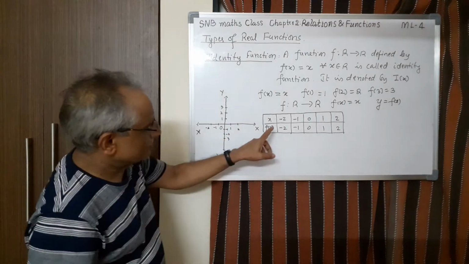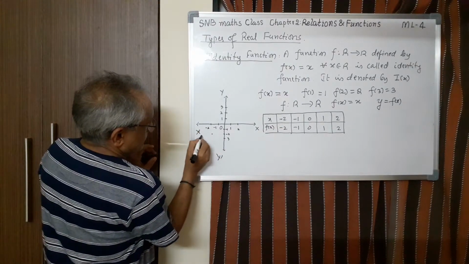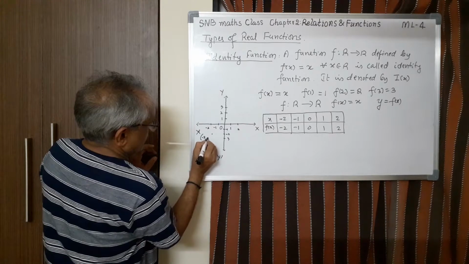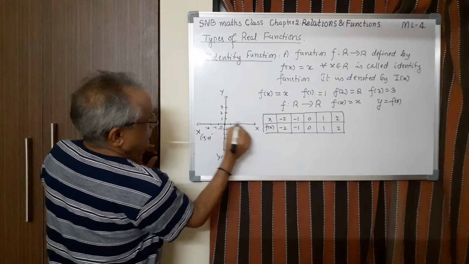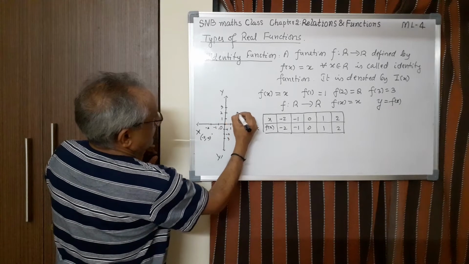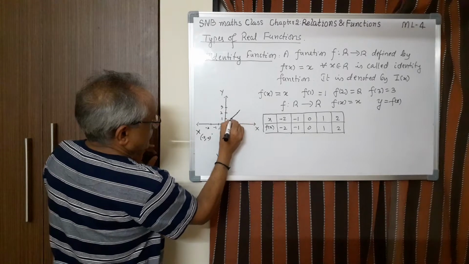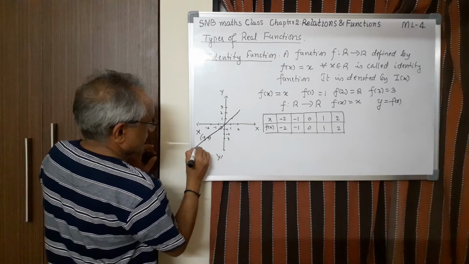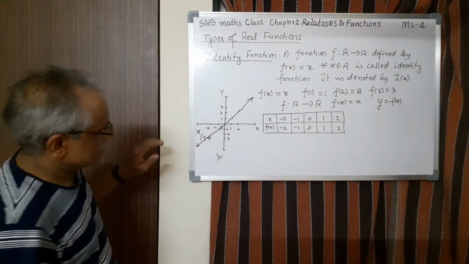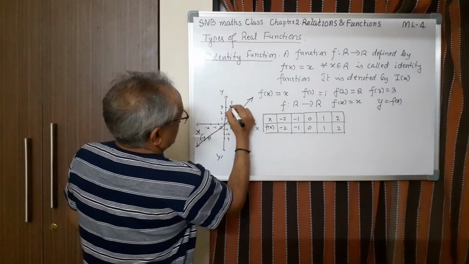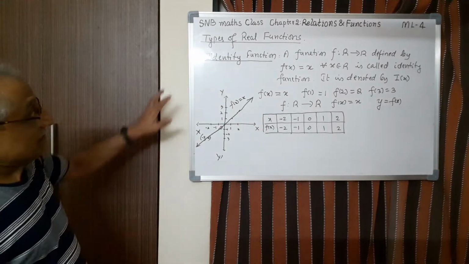So we have to plot the points. -2, it is -2. Then -1, it is -1, and 0, 0. Then 1, 1, and 2, it is 2. So it is actually a line passing through the origin. This is the line passing through the origin. This is f of x equal to x. So this is the first function.